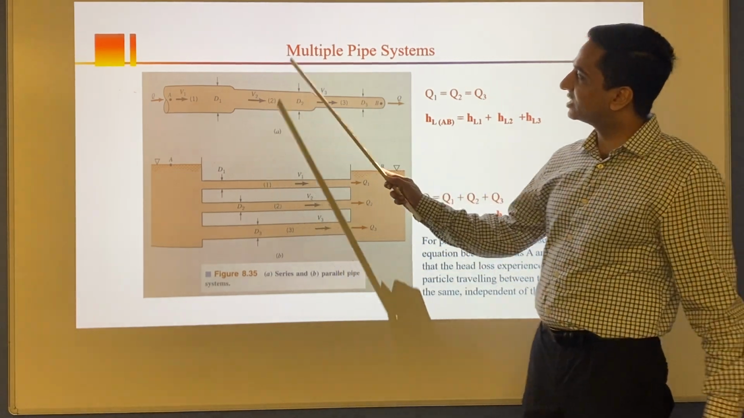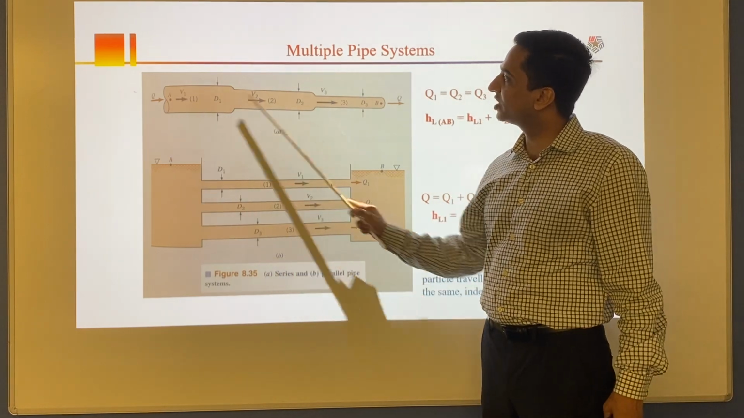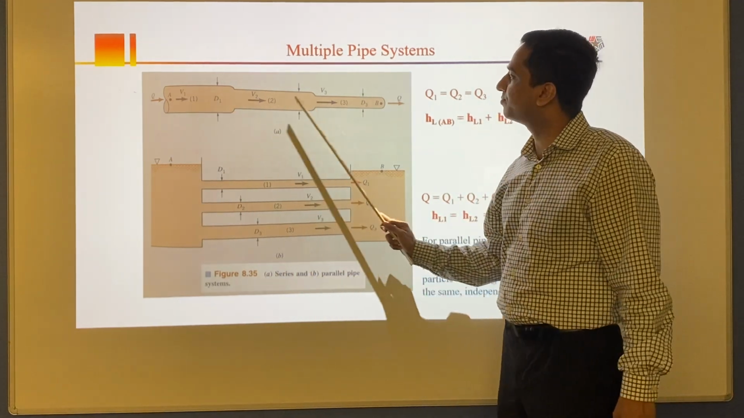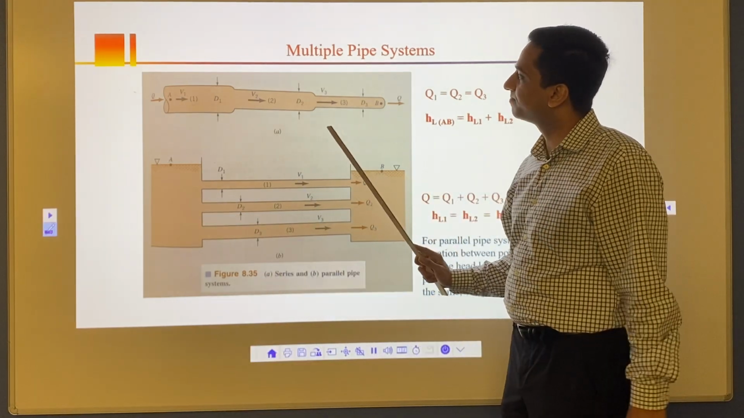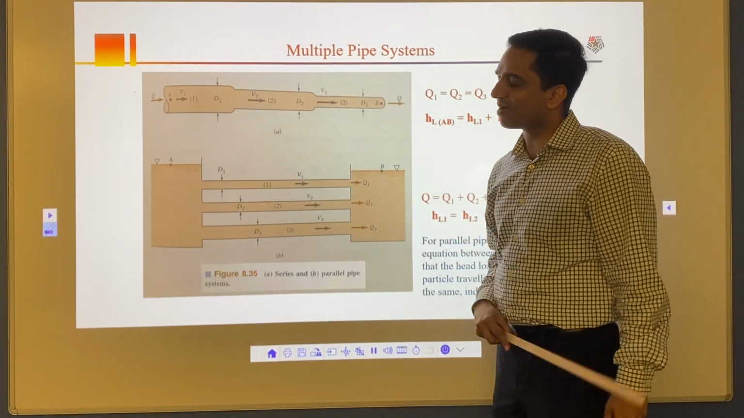Now in this case you can see we have more than one pipe, with three different pipes in series: pipe 1, pipe 2, pipe 3, connected in series from point A to point B. And then here we have a parallel pipe flow arrangement.